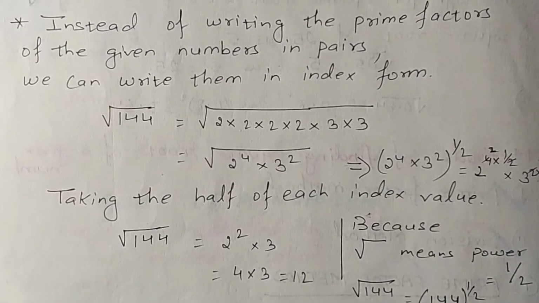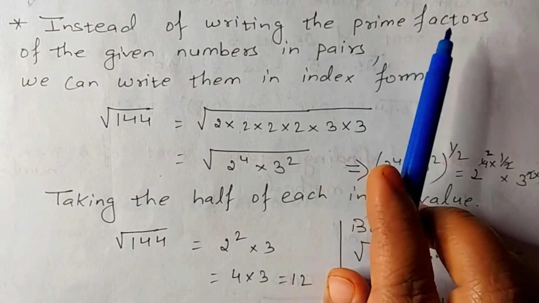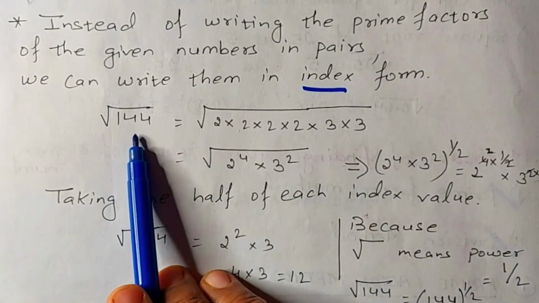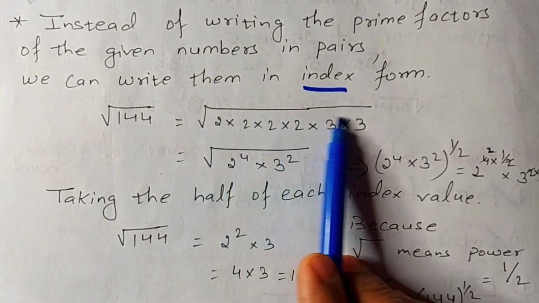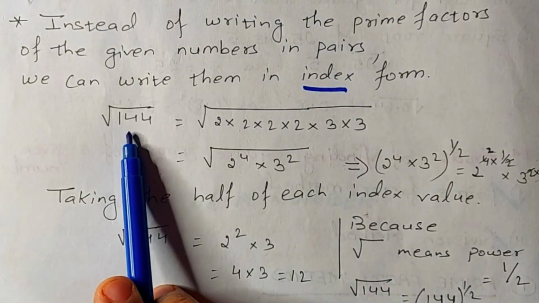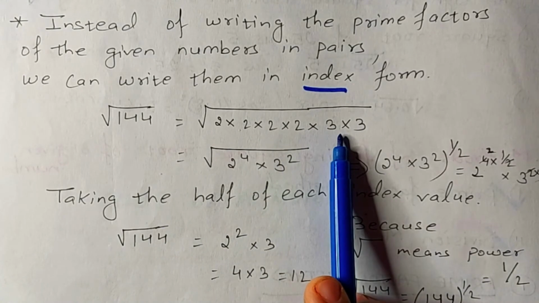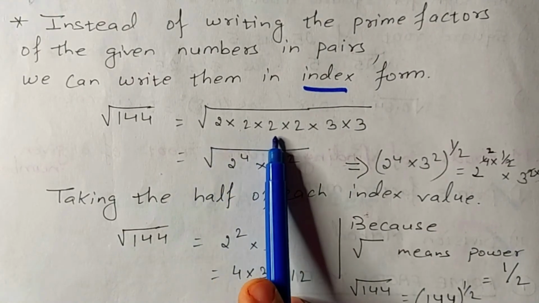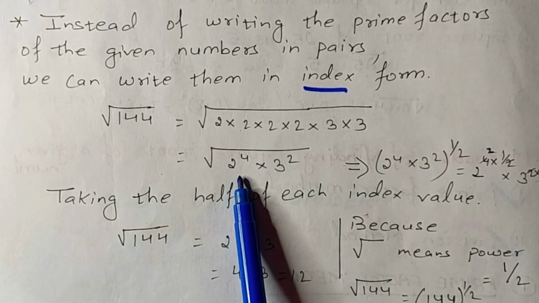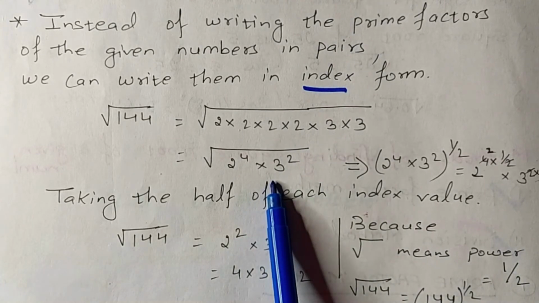There is another way also to get the square root. We write the prime factors in index form. Example, square root of 144 is equal to square root of, these are the prime factors we get when we do prime factorization of 144. Now these prime factors we write in index form. As 2 is multiplied 4 times, so 2 raised to the power 4. 3 is multiplied 2 times, so 3 is raised to the power 2.